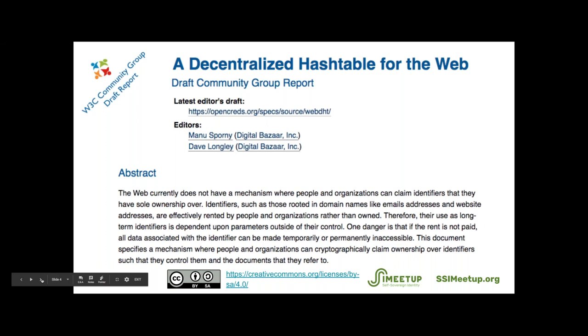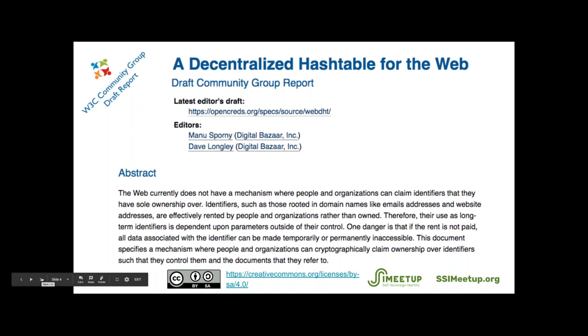And this was right at the end of the Mozilla Persona project. So Mozilla Persona was this idea that you should own your data online, you should own your identifier online. And it was a bold initiative to try and get people to own more of their data, starting with their identifier. But unfortunately, the Mozilla Persona project failed for a number of reasons that we won't go into here.